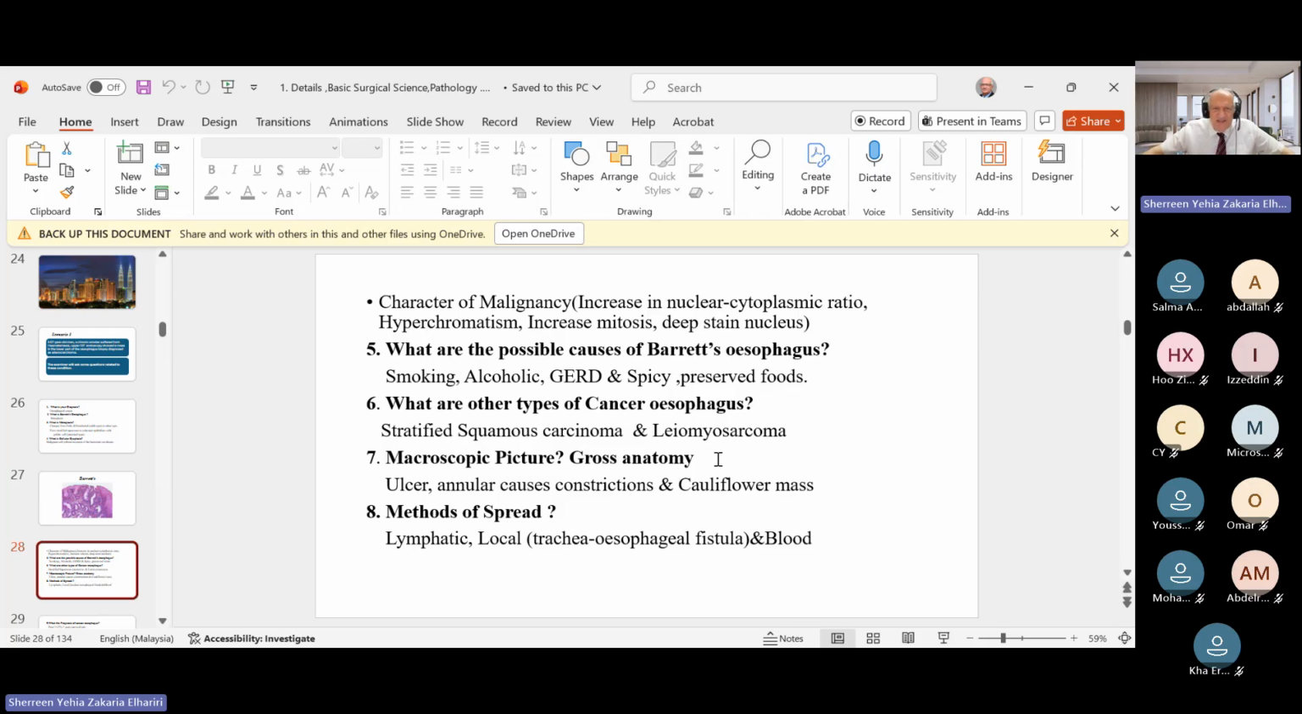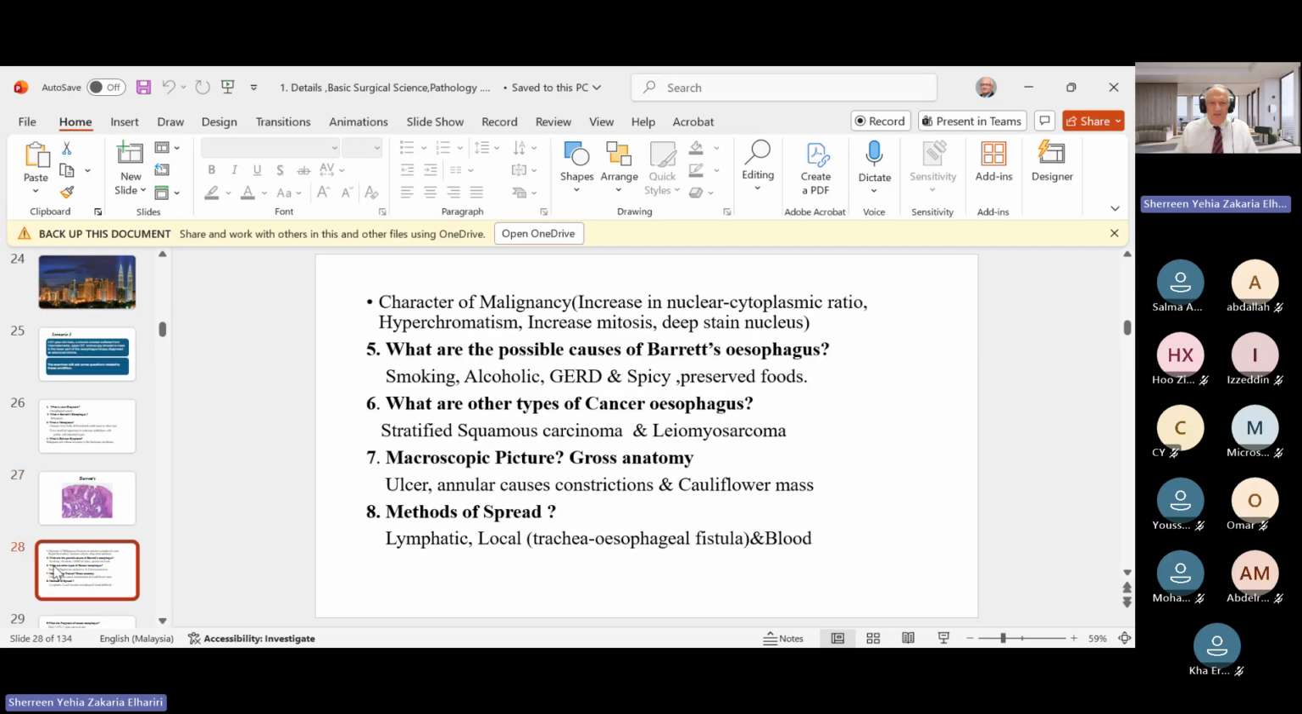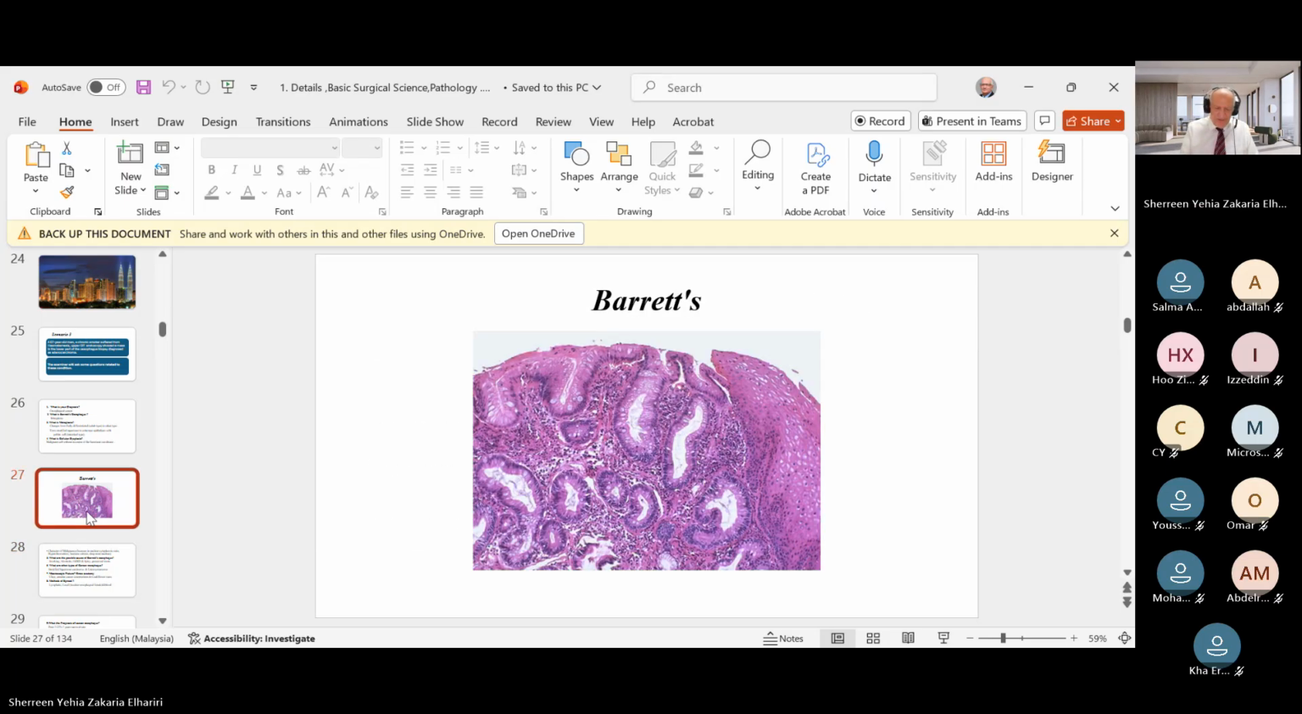Okay. So what is the macroscopic picture? Macroscopic means gross anatomy of the tumor in the esophagus. Maybe ulcerative or infiltrative or fungating. So maybe a mass, maybe fungated, maybe a stricture. Okay, all right. So what is the method of spread? Mainly by lymphatics, then direct, then blood.